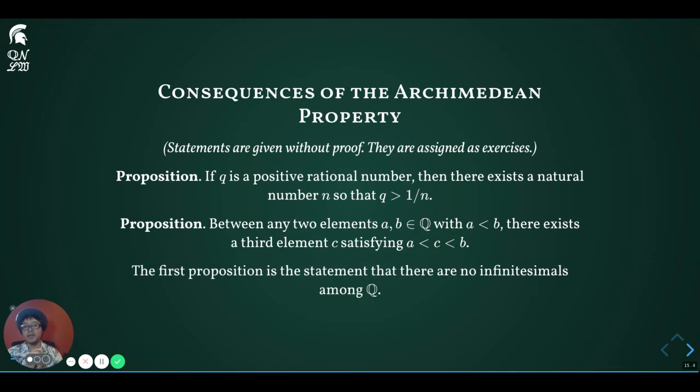The first statement can be interpreted as saying that infinitesimal quantities do not exist among rational numbers. The second statement can be interpreted as saying that the rational numbers are dense and have no sizable gaps between them.